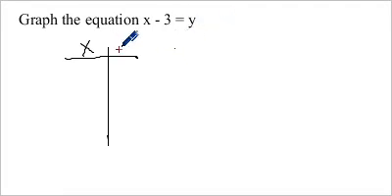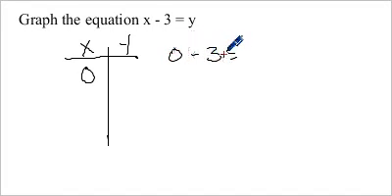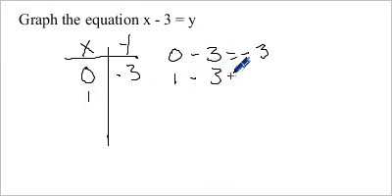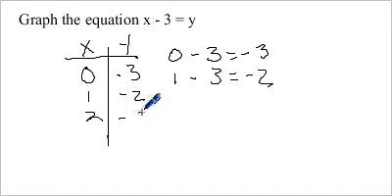So let's just start with 0, because that's an easy one to start with. If we plug it into our equation, 0 minus 3 equals, and our y value is going to be negative 3. Let's just try a few more values. 1 minus 3 equals negative 2. 2 minus 3 is negative 1. 3 minus 3 is 0. 4 minus 3 equals 1.